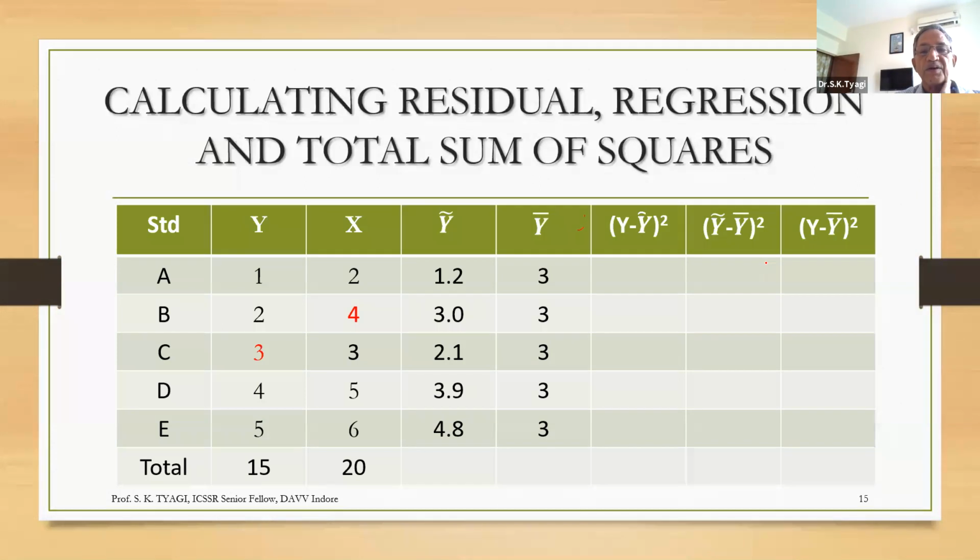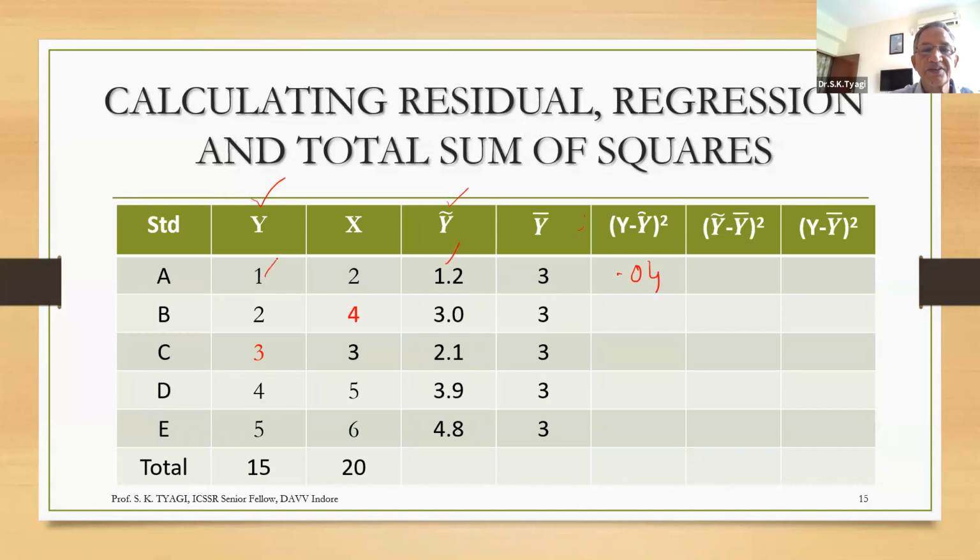See how. Now this is the table. Y is 1, x is 2, and I have substituted the y predicted here. Y predicted is 1.2, 3, 2.1, 3.9, and 4.8. First, we calculate y minus y predicted; this is SS residual. So 1.2 minus 1 is 0.2 and the square is 0.04.